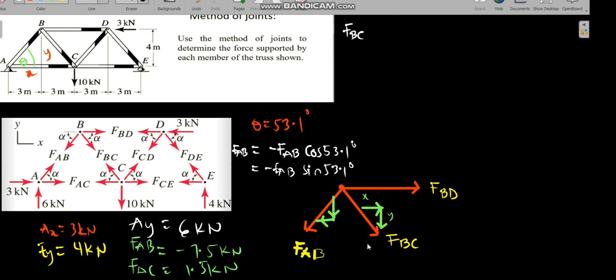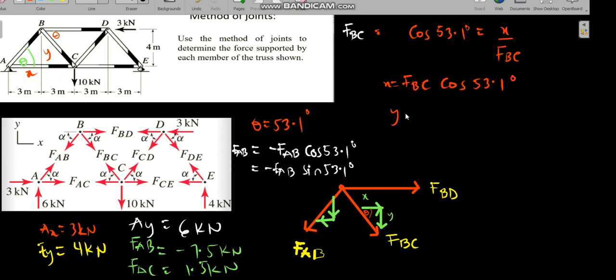We do the same for FBC. We consider this angle here, and we know this angle is also 53.1. Looking at this angle, the x component is the adjacent side. So cosine of 53.1 degrees equals the adjacent, x, over the hypotenuse, FBC. So the x component will be equal to FBC cosine of 53.1 degrees.